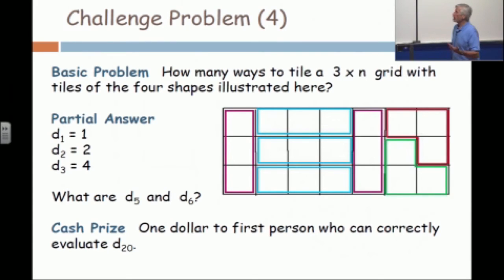All right, so I've shown you a tiling using all four, but you don't have to use all four. You could tile the whole thing with vertical, those purple vertical ones. So the question is, how many ways? This is not a trivial problem. It'll take you some time.